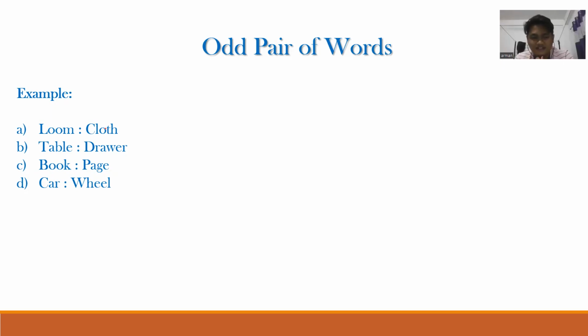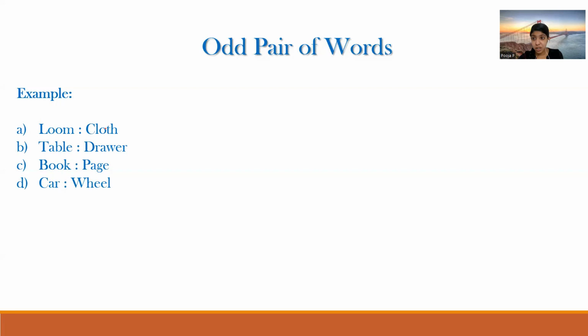Ma'am, I think option A. If somebody is telling option A, please tell me why option A, why not any other options? Ma'am, because I think loom is used to make the fabric for cloth, whereas drawer is a part of the table, page is a part of the book, wheel is a part of the car.